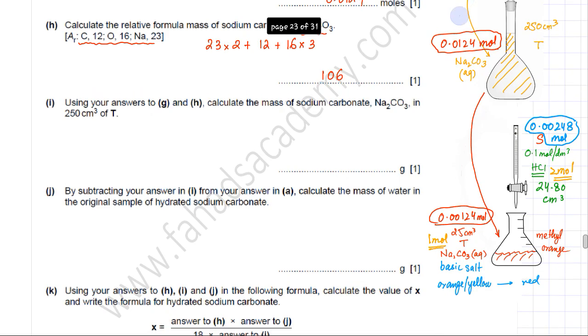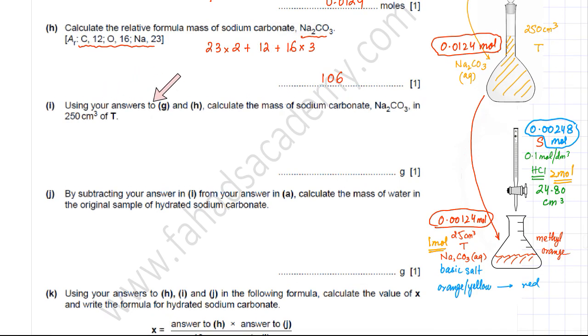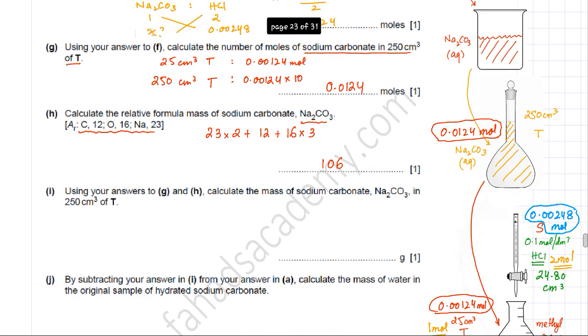And then moving to the next part, it says that using your answers to G and H, the previous steps, calculate the mass of sodium carbonate in 250 cm cube of T. So we found the moles of sodium carbonate in this 250 cm cube sample. We also have the MR now, which is 106. So if you have the moles and you have the MR, you can find the mass. Mass is equal to moles multiplied by the molar mass, which is the MR or formula mass.